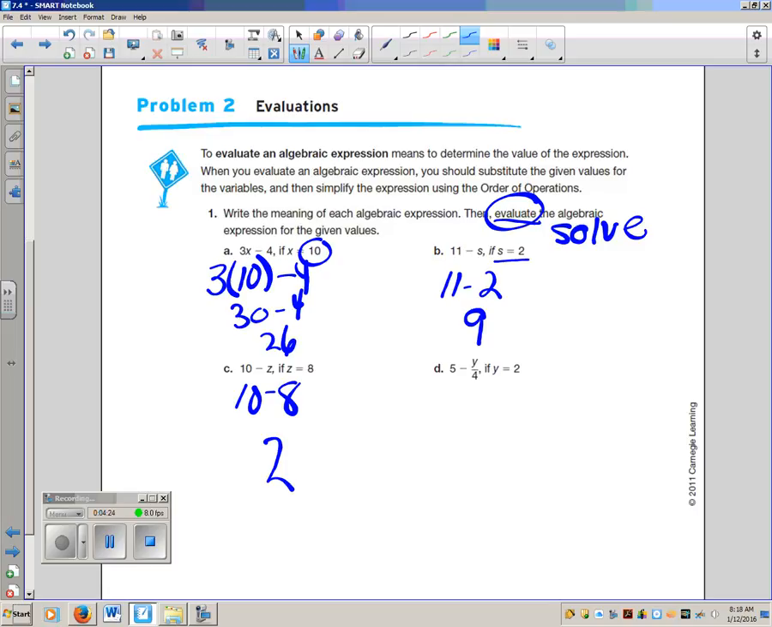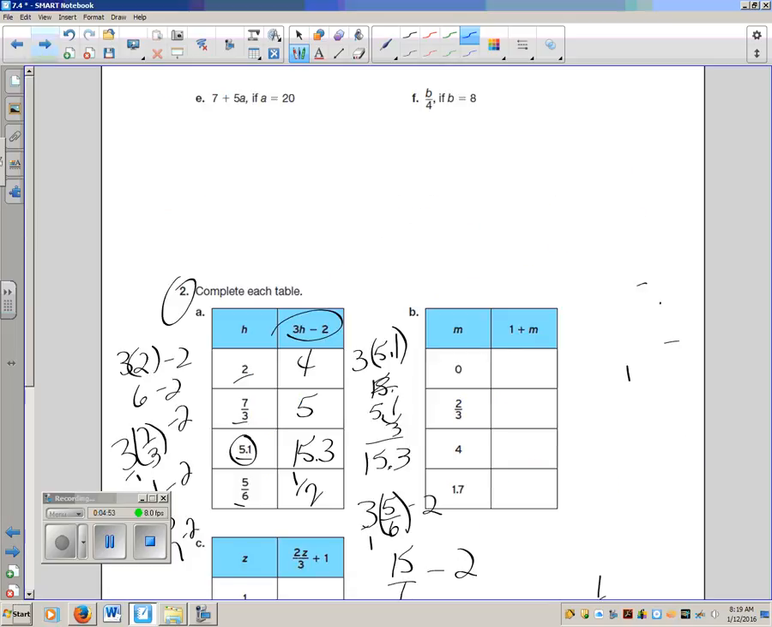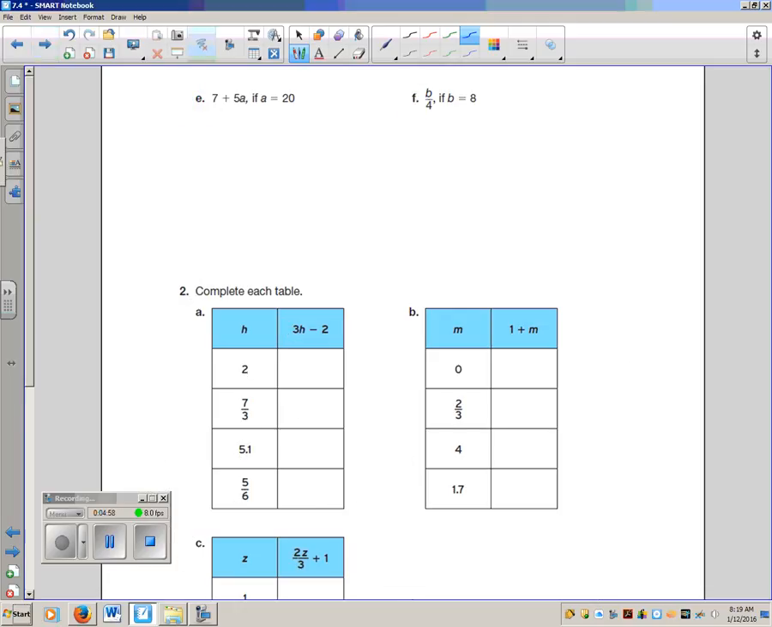5 minus y divided by 4, y is 2. 5 minus 2/4 equals, we don't know yet, 5 minus a half. 5 minus a half would equal, think about it, 4.5. Try E and F. Pause the video or come back and check your answers later.